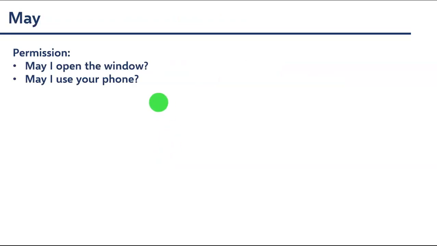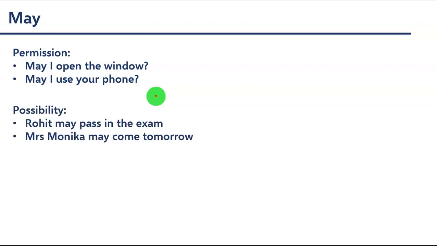Now let us move on to may. First situation, permission. May I open the window? May I use your phone? Right? Now permission is there in could also, permission is there in can also. Again, you might ask the question, what is the difference? Well, I would say that could and may are a little more polite than can. Right? I would put could and may in the same category.